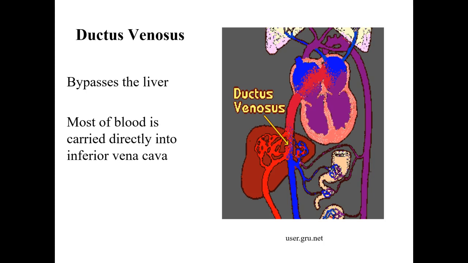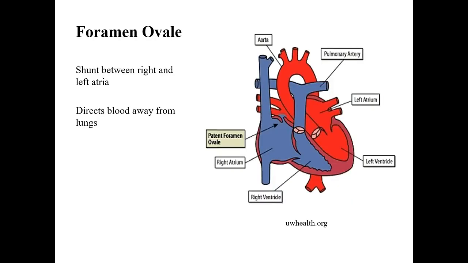And so what happens is we get this little shunt. You can see where the arrow is pointing, and it prevents the blood from going into the liver, and instead it takes it directly to the vena cava. So we're just bypassing organs that are immature, and there's not a need for them while they're in utero.